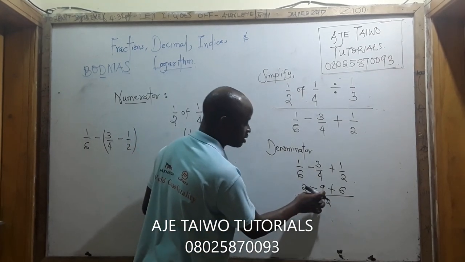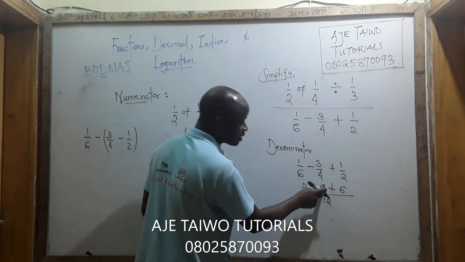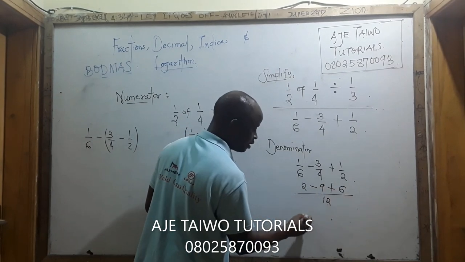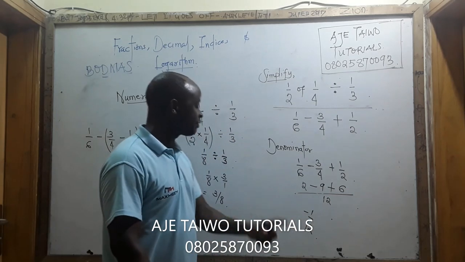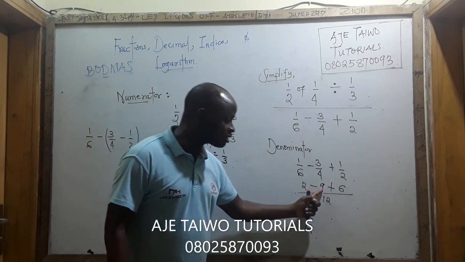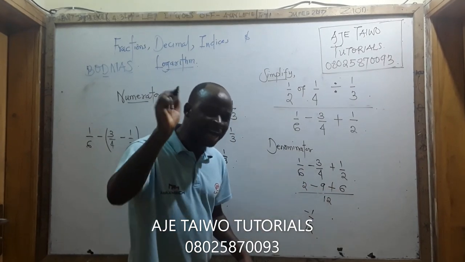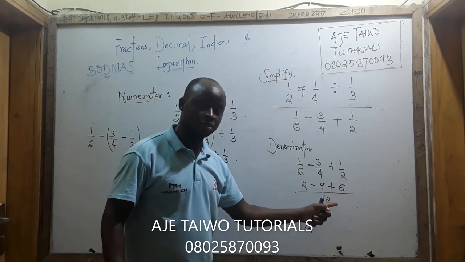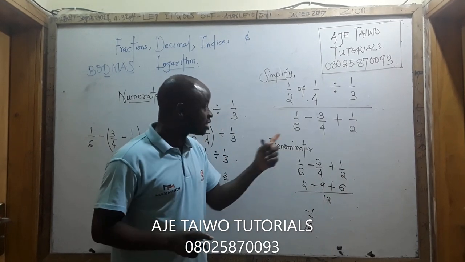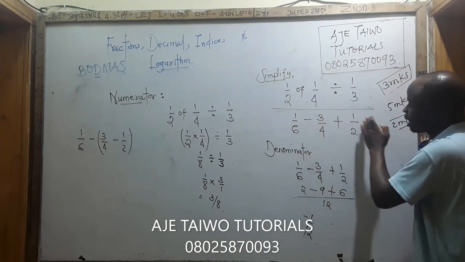2 minus 9 is minus 7. Minus 7 plus 6 is minus 1, all over 12. If you want to add, you will say minus 9 plus 6. That's minus 3. You cannot say 9 plus 6 because there's no bracket here. Always watch that. This is a trick for students. It's a trick. Add before subtracting.